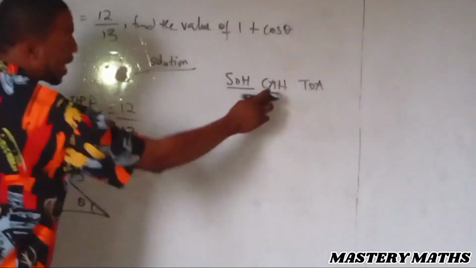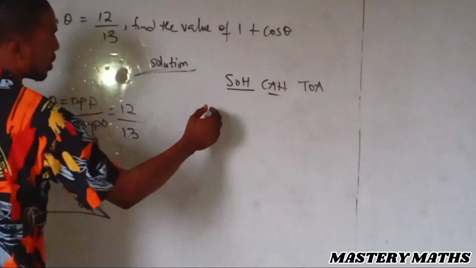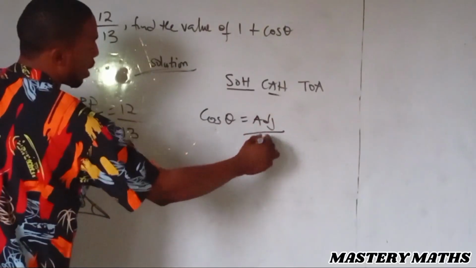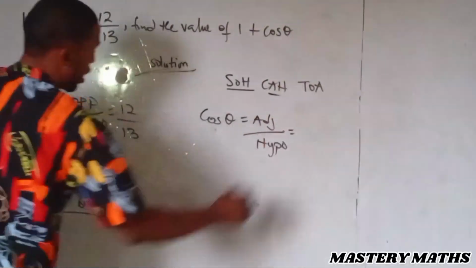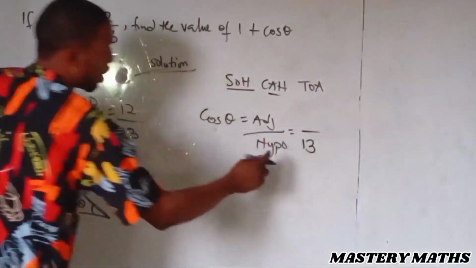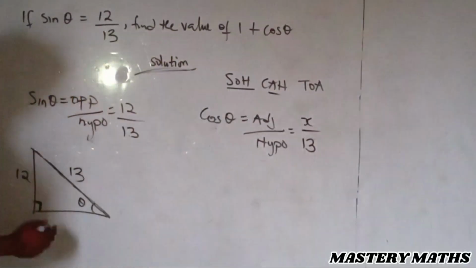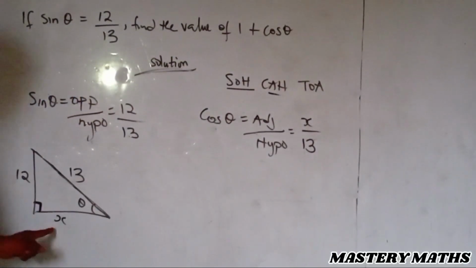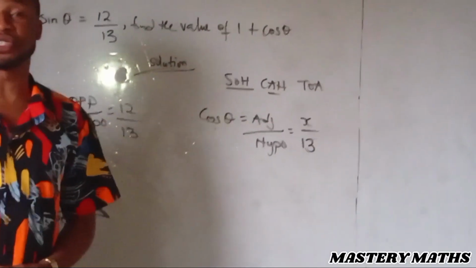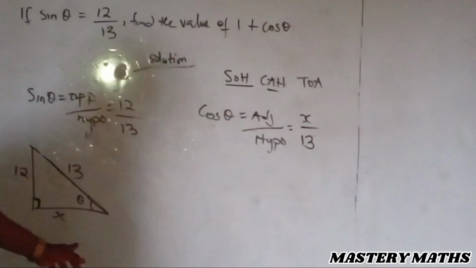Now, the other one, cos theta, which you're looking for. CAH means cos theta is equal to adjacent over hypotenuse. And our hypotenuse here is 13. Now we don't know the adjacent, so we call this side x. Now how do we look for this side? We look for this one using the Pythagoras theorem. We're going to use the Pythagoras theorem in searching for this.